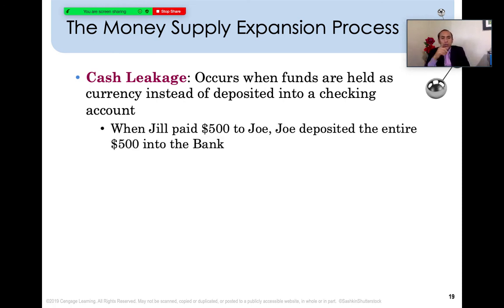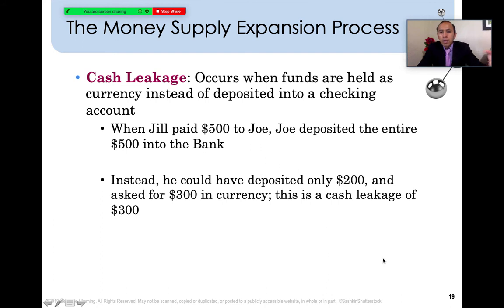It goes out. So for example, Jill pays $500 to Joe. Joe, in the previous scenario, deposited the original $500 into the bank, creating an additional deposit, which creates reserves, and then those reserves are lent out and the process continues. But if Joe instead only deposits $200 and keeps $300 in currency, the deposit will be smaller and the cash leakage now is $300. We don't know what he did with those $300. He could have saved it, he could have sent it somewhere else.